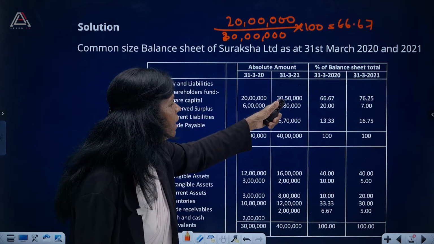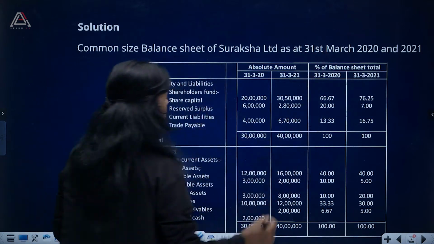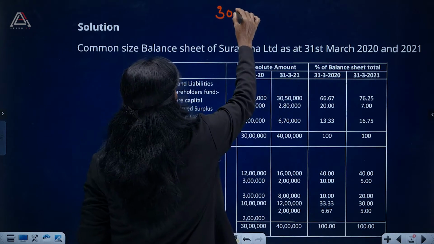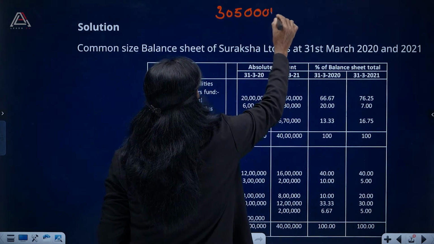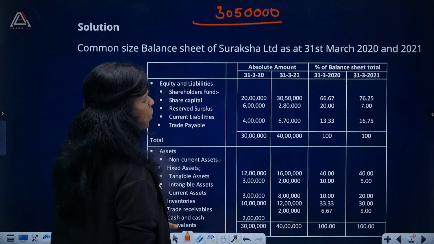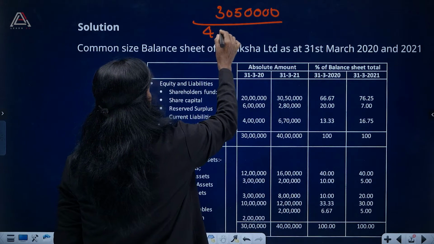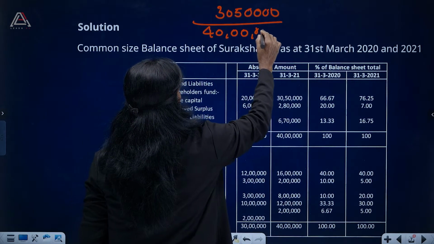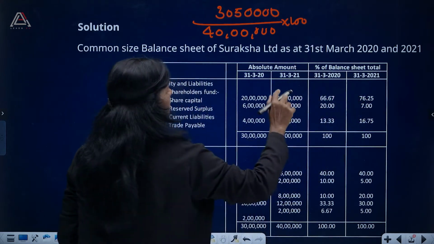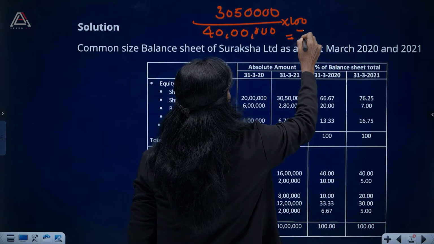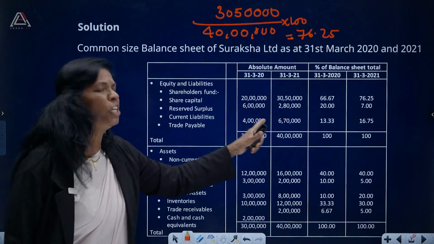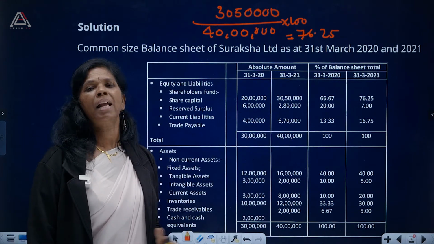Like that way, in 2021 also we have to find out. Then 2021, how much is the share capital amount? 3,50,000. Okay, 3,50,000. How much is the total liability side total in 2021? 40 lakh. Into 100. So, we got 76.25. Like that way, each individual liability we have to divide it by liability side total.